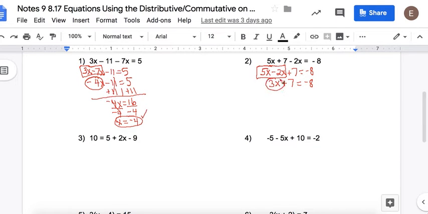Circle your variable and draw your t. Now we just have a two-step equation. The opposite of adding 7 would be subtracting 7. 7 minus 7 is 0, so they cancel. Bring down your 3x. Negative 8 minus 7 is negative 15. And the opposite of multiplication is division, so divide both sides by 3. 3 divided by 3 is a 1 in disguise, so x equals negative 5.